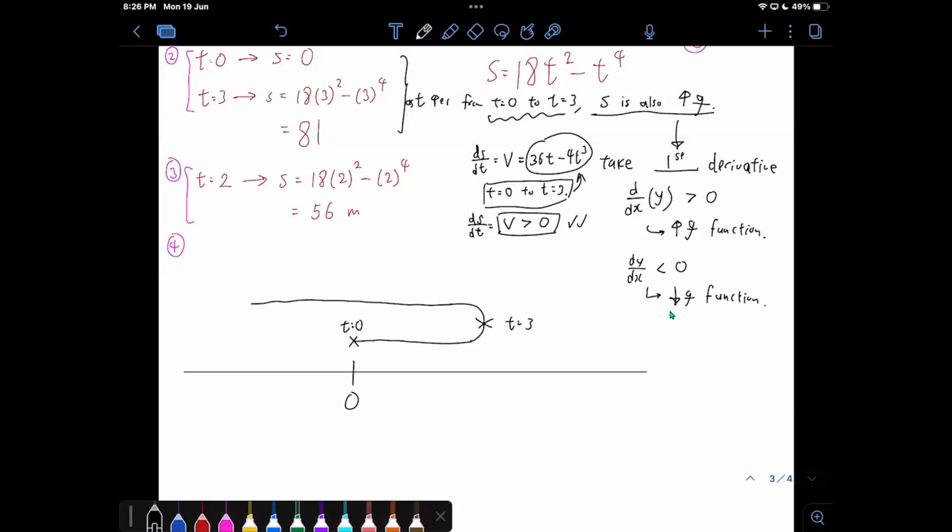Is there another turning point? No, I have only 0 and 3. So that means you just continue all the way to the left.